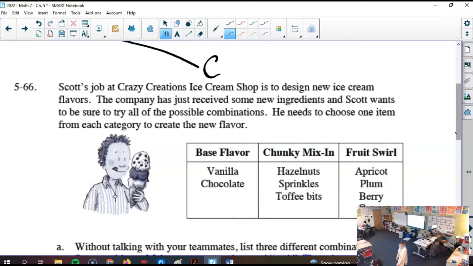We're splitting vanilla and chocolate. I like that you give yourself space up top. So then what choice do we make after vanilla and chocolate? Yeah, the three possible mix-ins. Hazelnut, sprinkles, and toffee bits. Well, what's your next combo? Ooh, there's some toffee bits. So I can go for that.